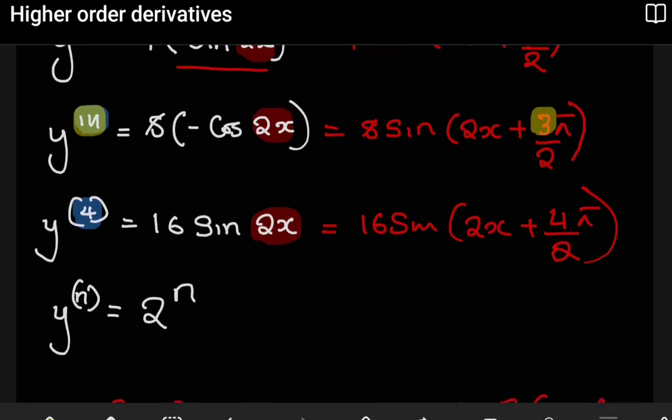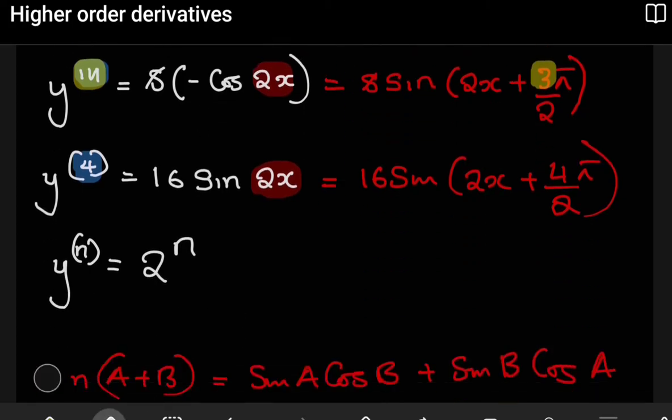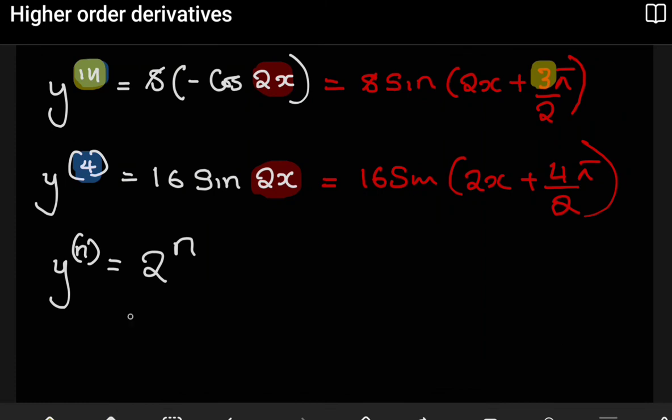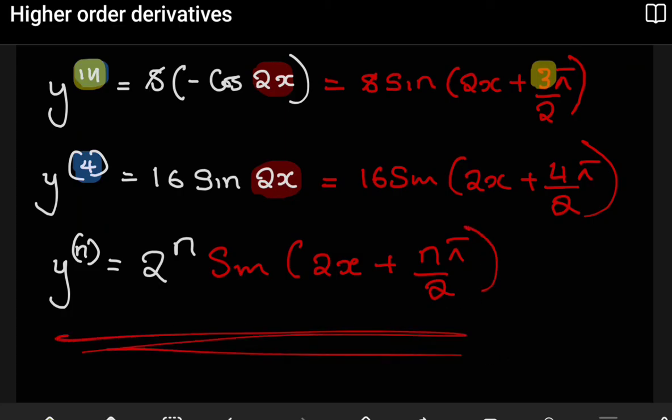So this can continue. In other words, the nth derivative can be obtained by just evaluating 2 to the power n to control the coefficient, then sine of 2x, which never changes, plus the order of the derivative times pi, divided by 2. This is what will give us the nth derivative.